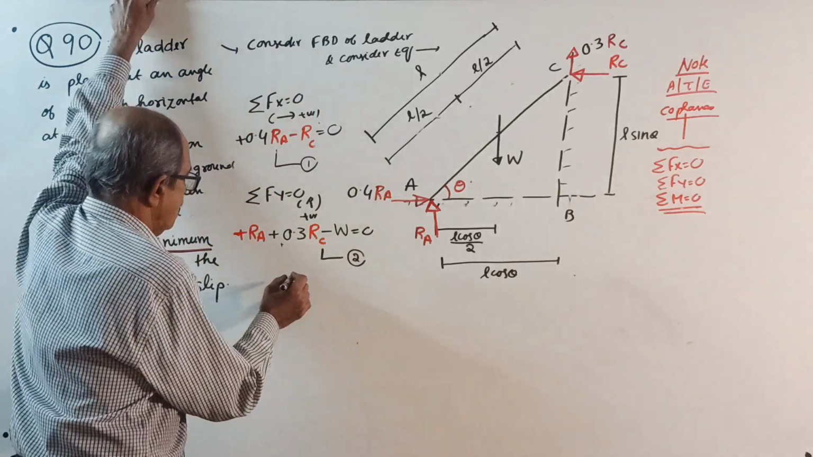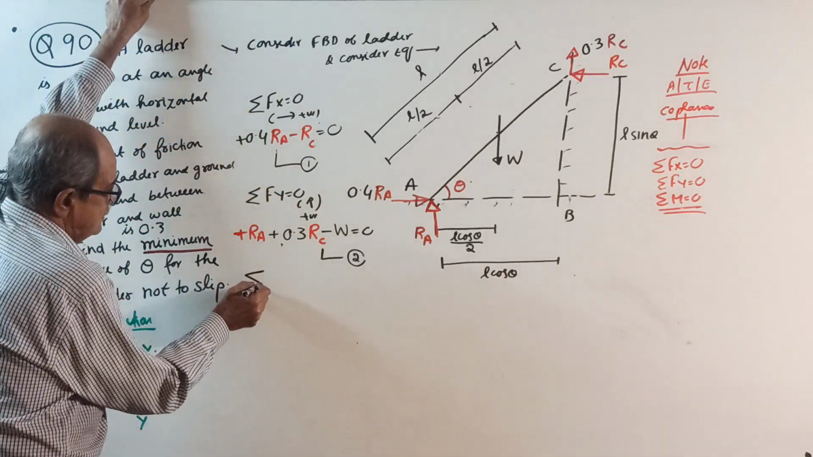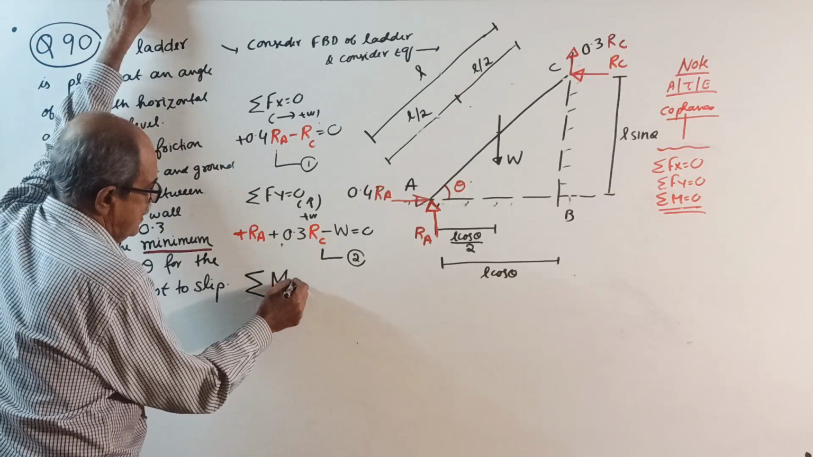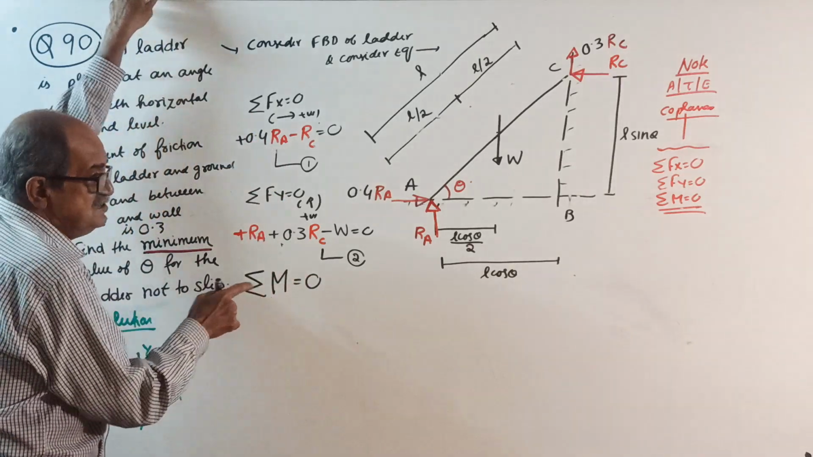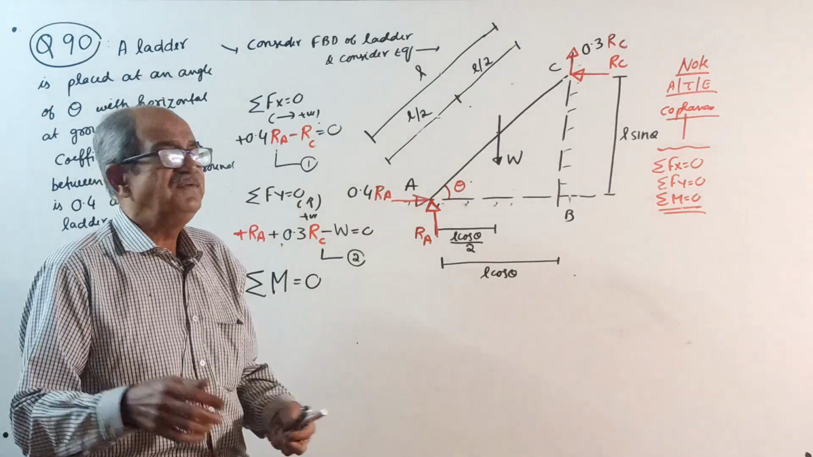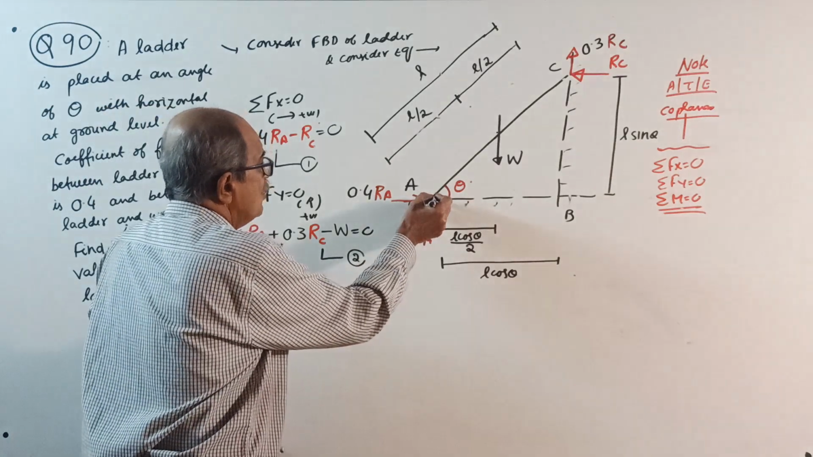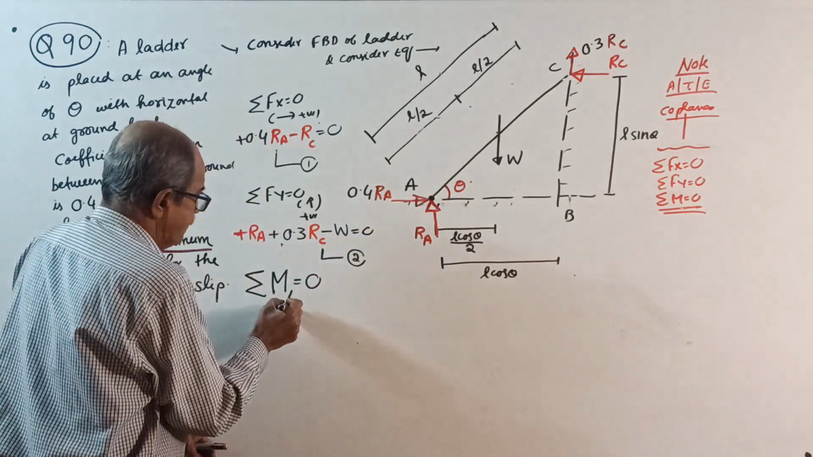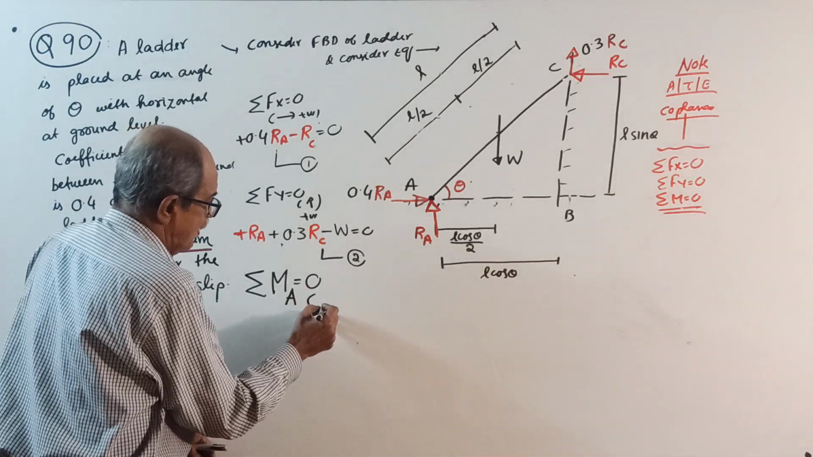Okay, now, the most powerful next, sigma M equal to 0. Algebraic sum of moment of entire force system about any point 0. Usually I take about the bottom point, so I will take about A, take clockwise positive.